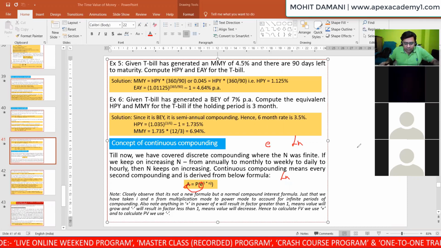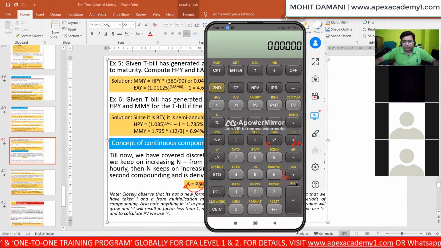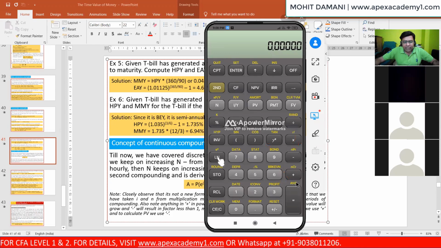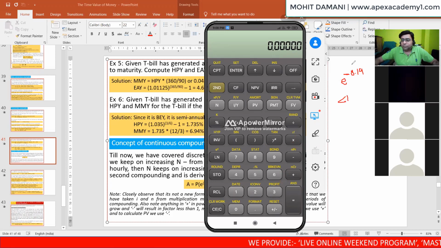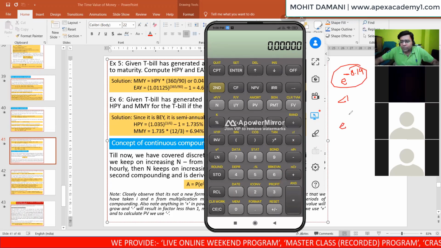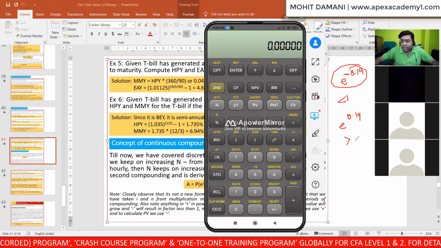On your calculator screen, you see two buttons. One is the ln and the other is e to the power x. So you can do both with the help of your calculator. Remember that if e to the power x has a negative number, like 0.19, then your outcome will be less than 1. And if the power is a positive number like 0.19, your outcome will be more than 1. It will be greater than 1.